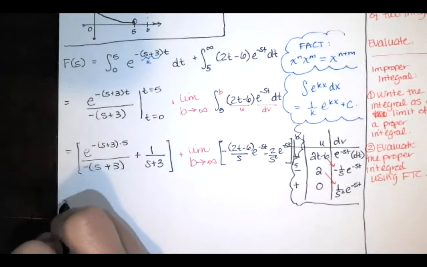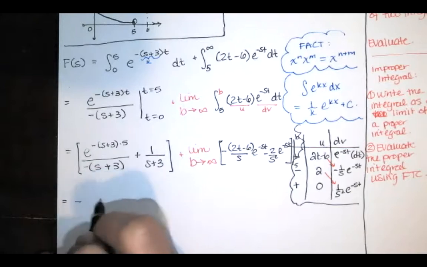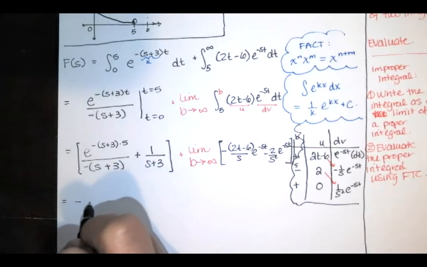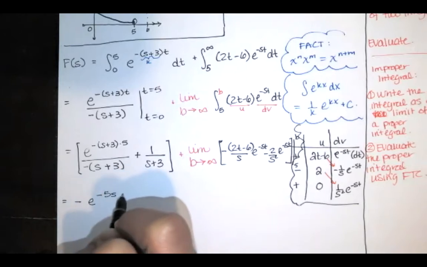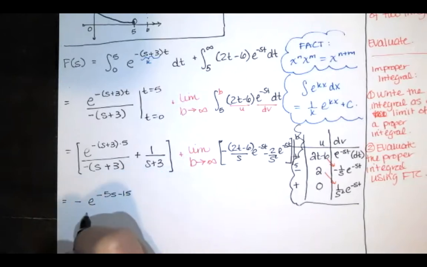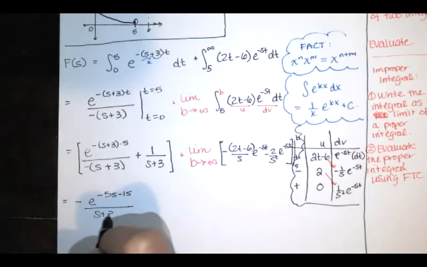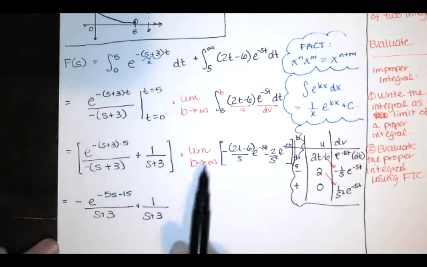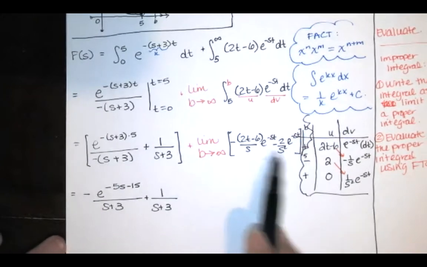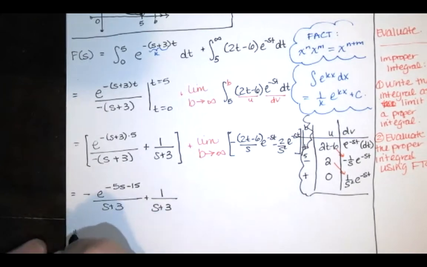Okay, so I think over here I will distribute that 5. So I have e to the negative 5s minus 15. Got an s plus 3 in the denominator. I'm adding 1 over s plus 3 here. And over here, I need to substitute b, substitute in 5, and subtract. So I'm just going to write that whole thing on this next line.